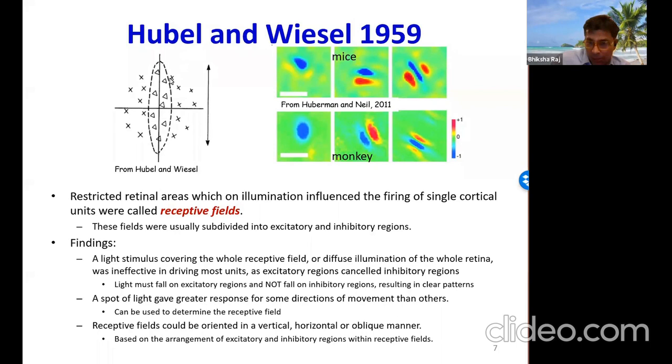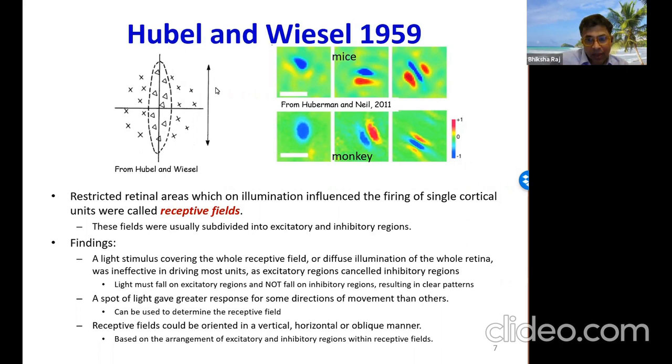Within this area, you have excitatory regions and inhibitory regions. When light falls on the excitatory region, the neuron fires. If light falls on the inhibitory region, it suppresses neuron firing. So here's what they found. Neurons didn't respond to diffuse light over the receptive field. That's because the inhibitory regions canceled out the excitatory regions.